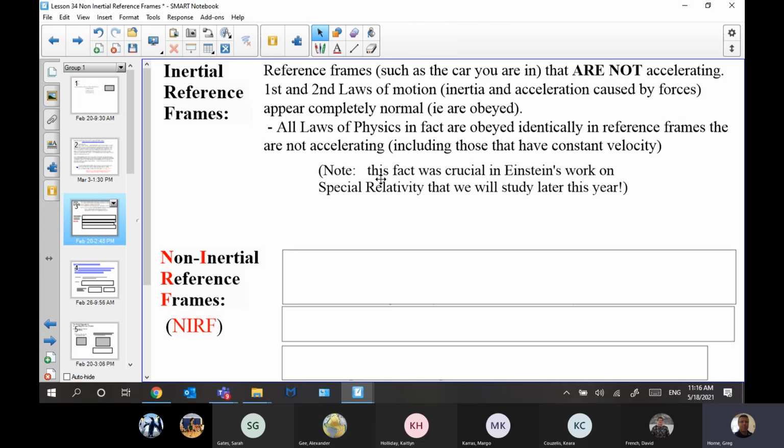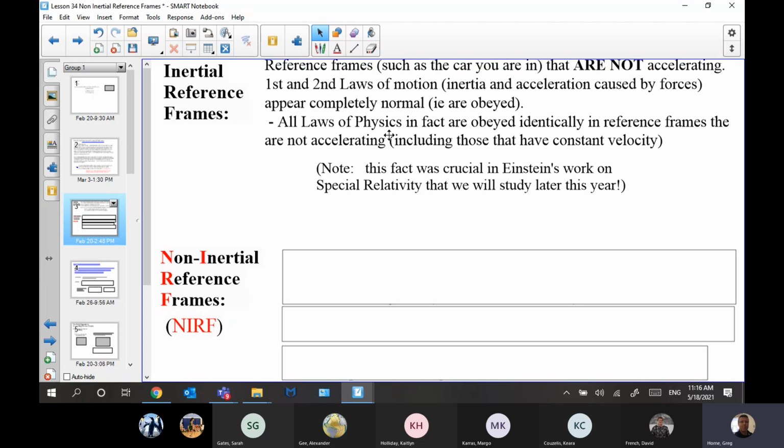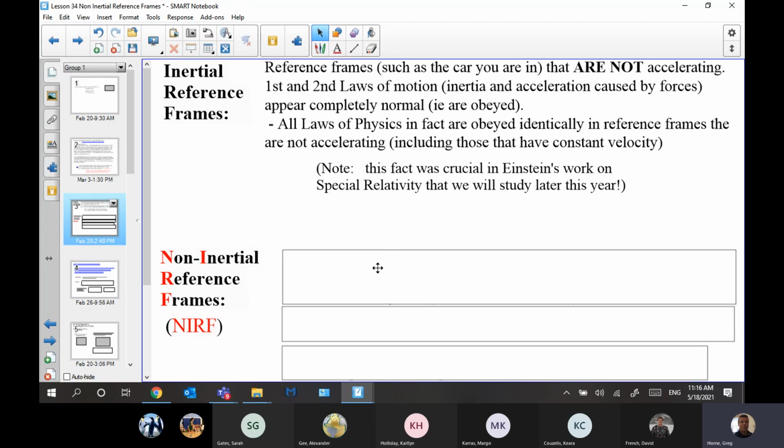We are going to rely on that hugely later on in the course. Einstein's work called special relativity, we're going to tackle later, is based on this fact. Okay, inertial reference frames, all the stuff we've talked about previously makes sense.